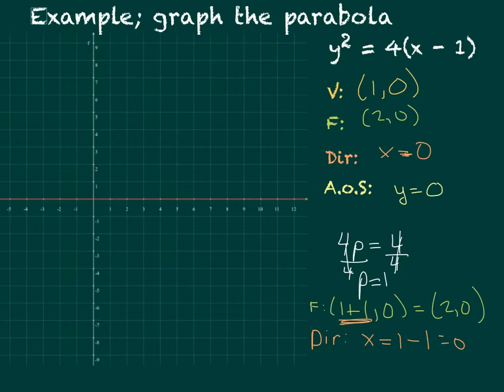So there you go. Now I just graph all of these things. So first, my vertex is the point (1, 0). So I'll graph the vertex. Next, I'll graph my focus point, which is at (2, 0). Right there. Next, I'll graph my directrix. My directrix is x equals 0. So x equals 0 is right here. So it's that vertical line.